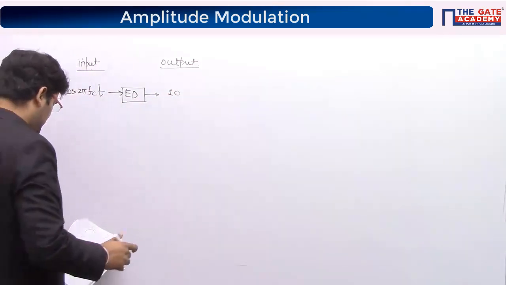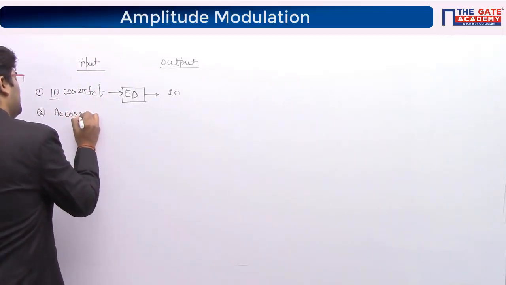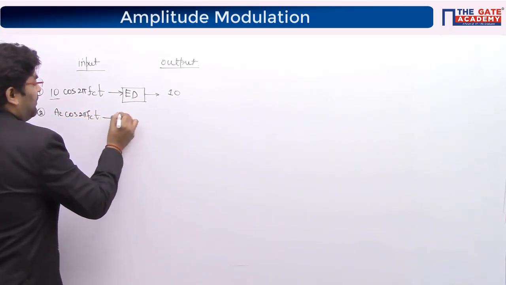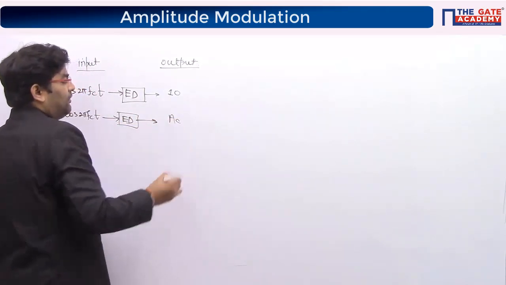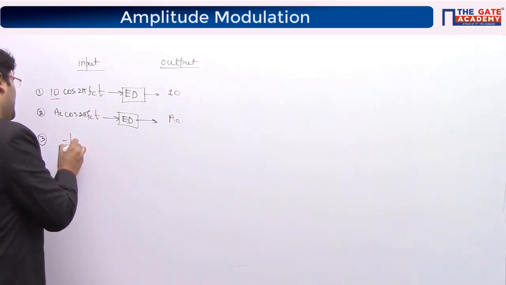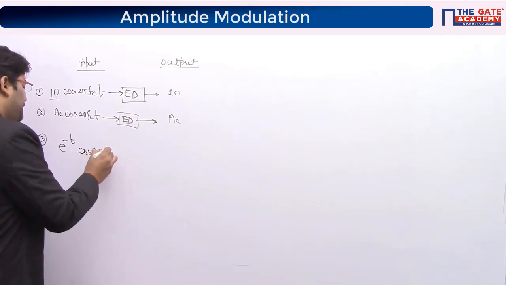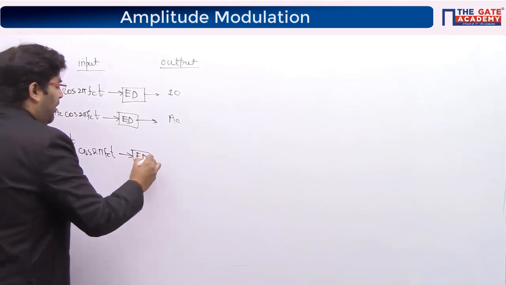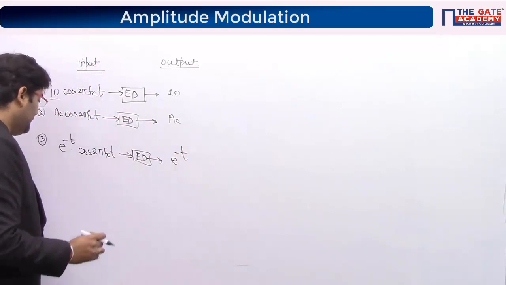If I just replace 10 with Ac and again write Ac cos 2 pi fc t going into the envelope detector, what will I get? I'll get the output as only Ac. Suppose I change this Ac to e to the power minus t, so e^(-t) cos 2 pi fc t, and give it to the envelope detector. What will I get as output? I'll get e^(-t).